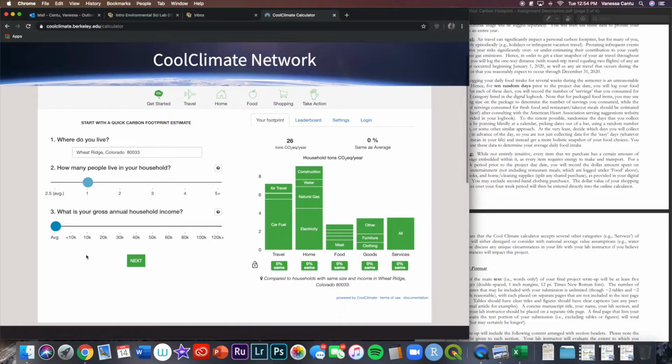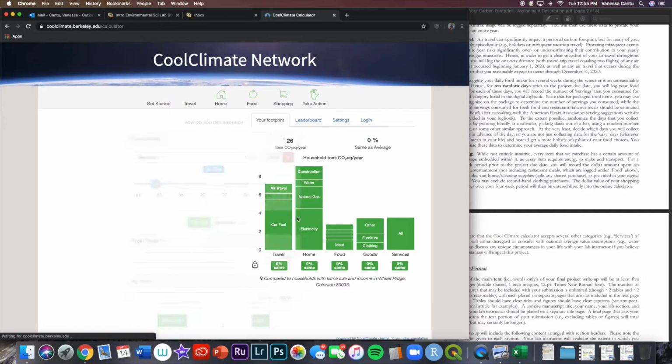For your household income, you can put whatever you want. If you really want to say how much you make, go ahead. If not, I would just keep it at average. But I'm going to leave that up to you. Okay? So once you have that part sorted out, we'll go into the next section.